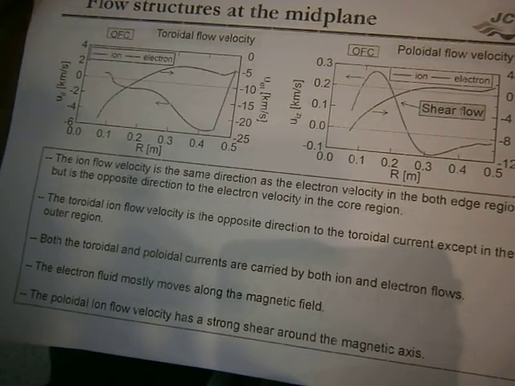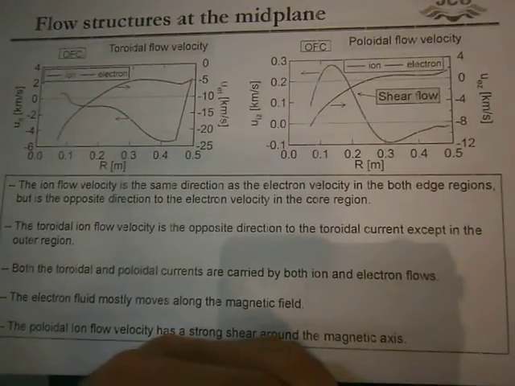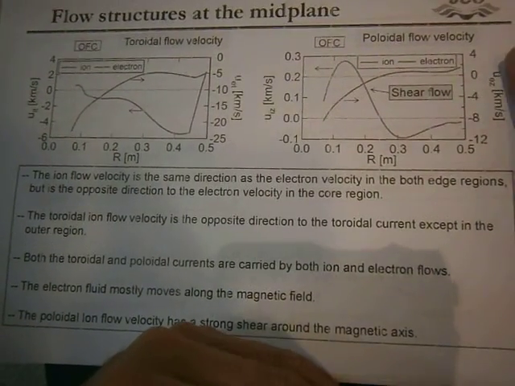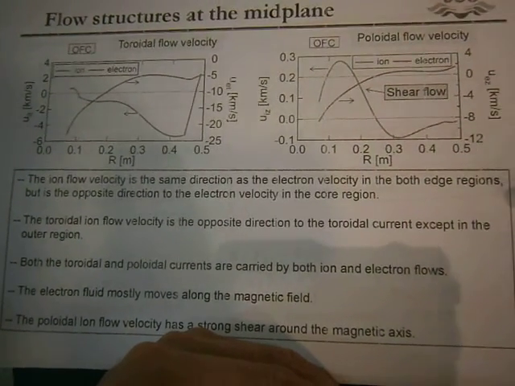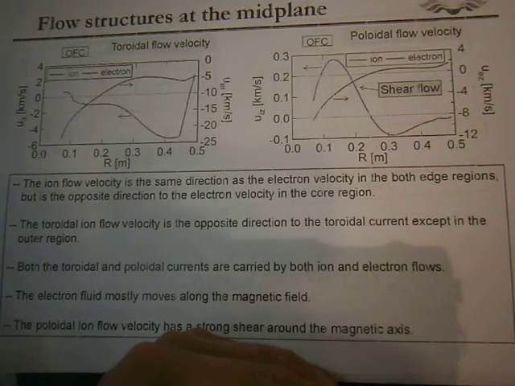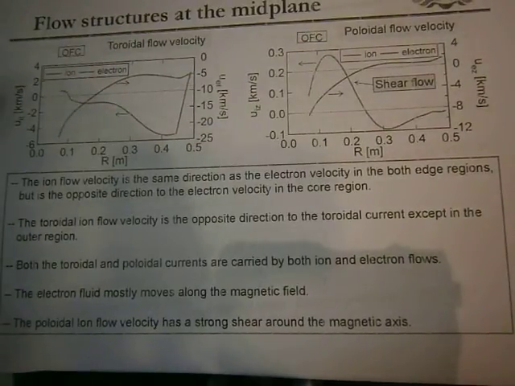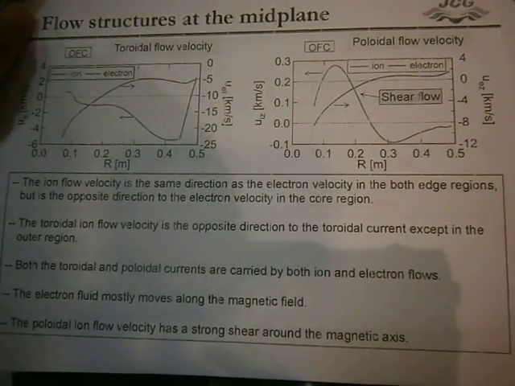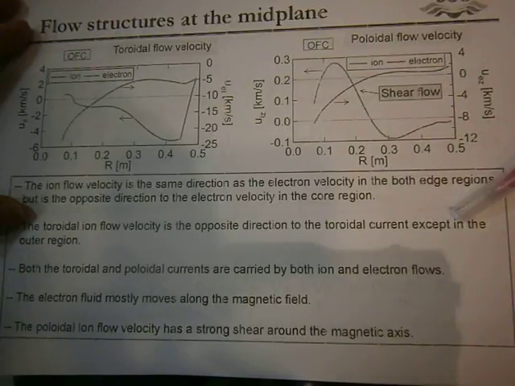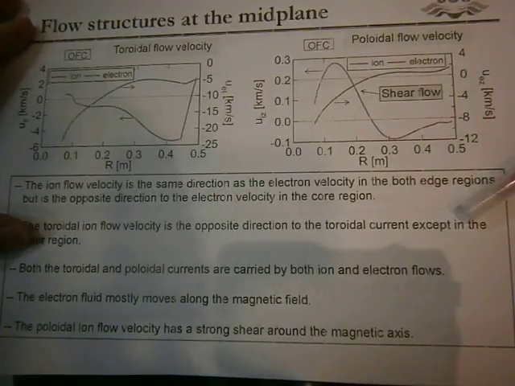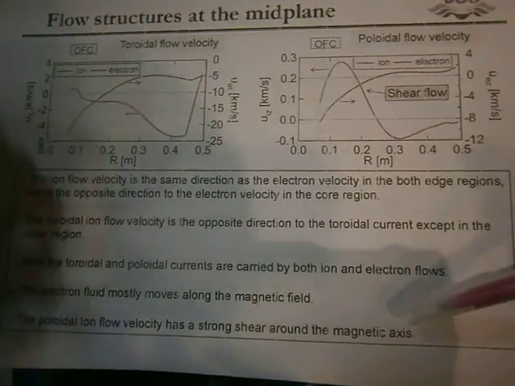A flow structure at mid-plane through the flow velocity. The ion flow velocity is in the same direction as the electron velocity in both edge regions. In this region, but the opposite direction to the electron velocity in the core region, and through the flow velocity the opposite direction through the current experience the other region, both ion and electron current carried by the most end of electron, for the most move along the magnetic field, where the velocity has strong shear around the magnetic axis.